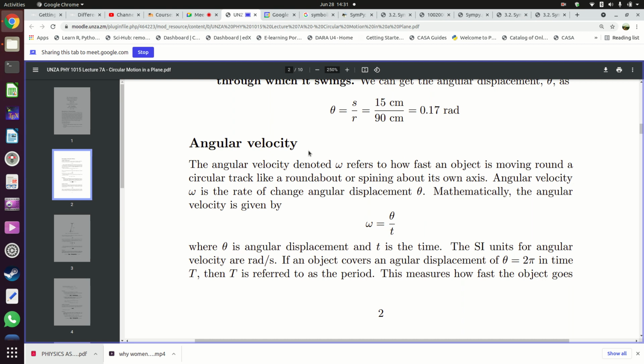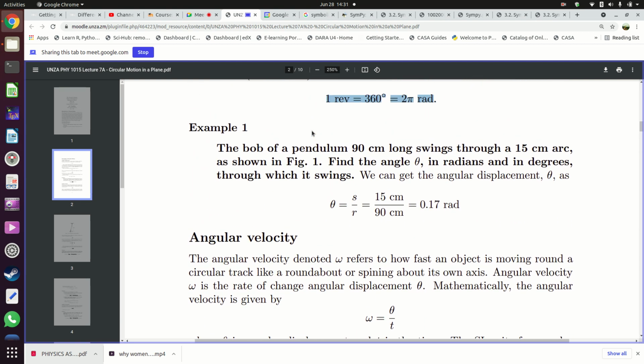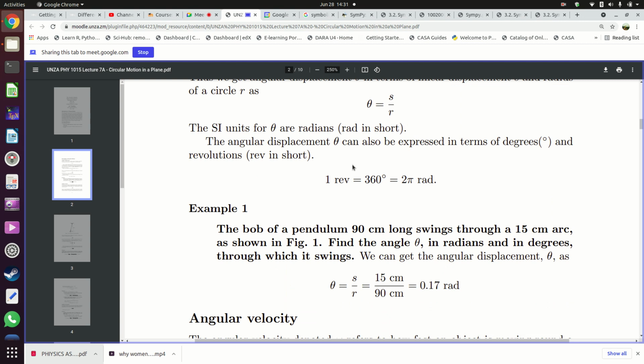When the Earth goes around the Sun once, that is 1 revolution. That is angular displacement. That's 1 revolution. When it goes around the Sun once, that is what we call 1 year. In 1 year, the Earth goes around the Sun once. That is the distance it covers. That 1 revolution is also equal to 2 pi radians.